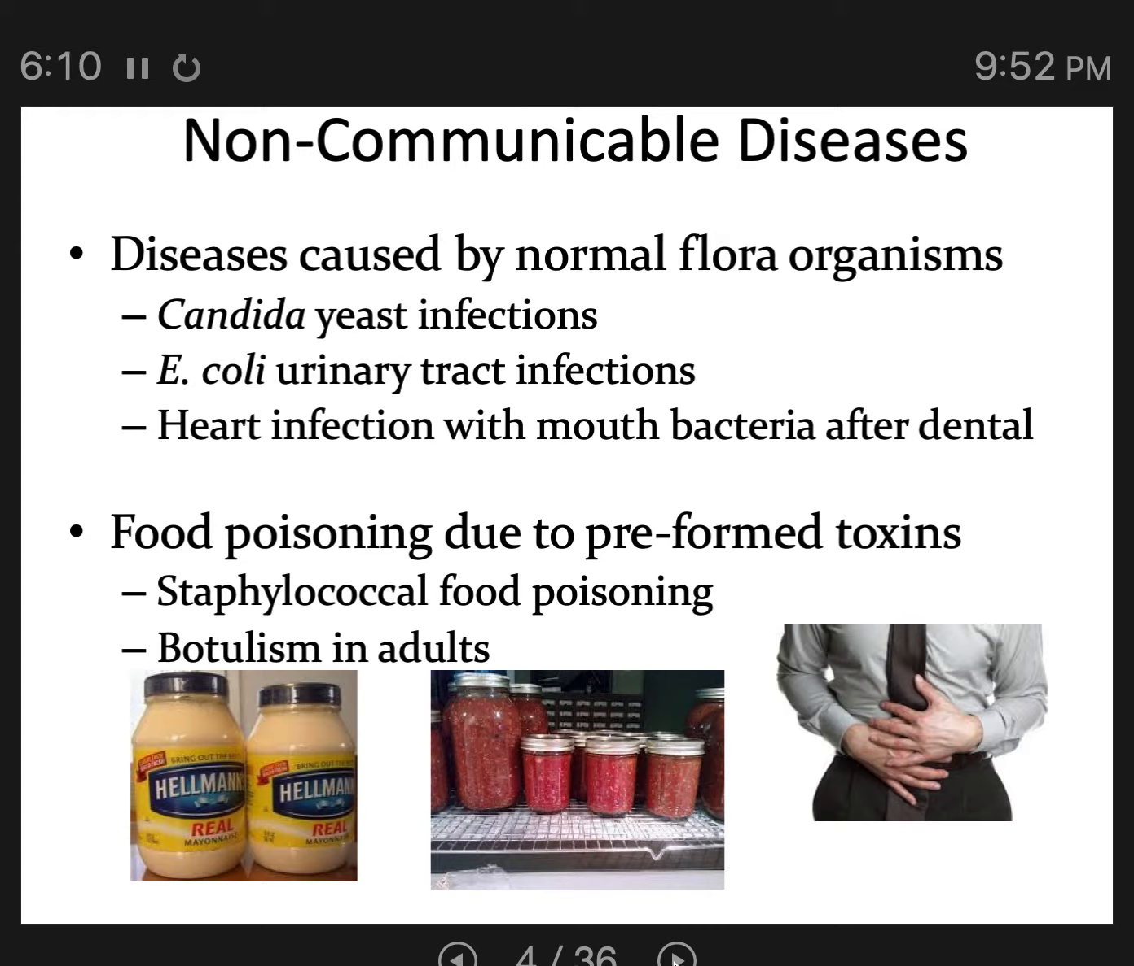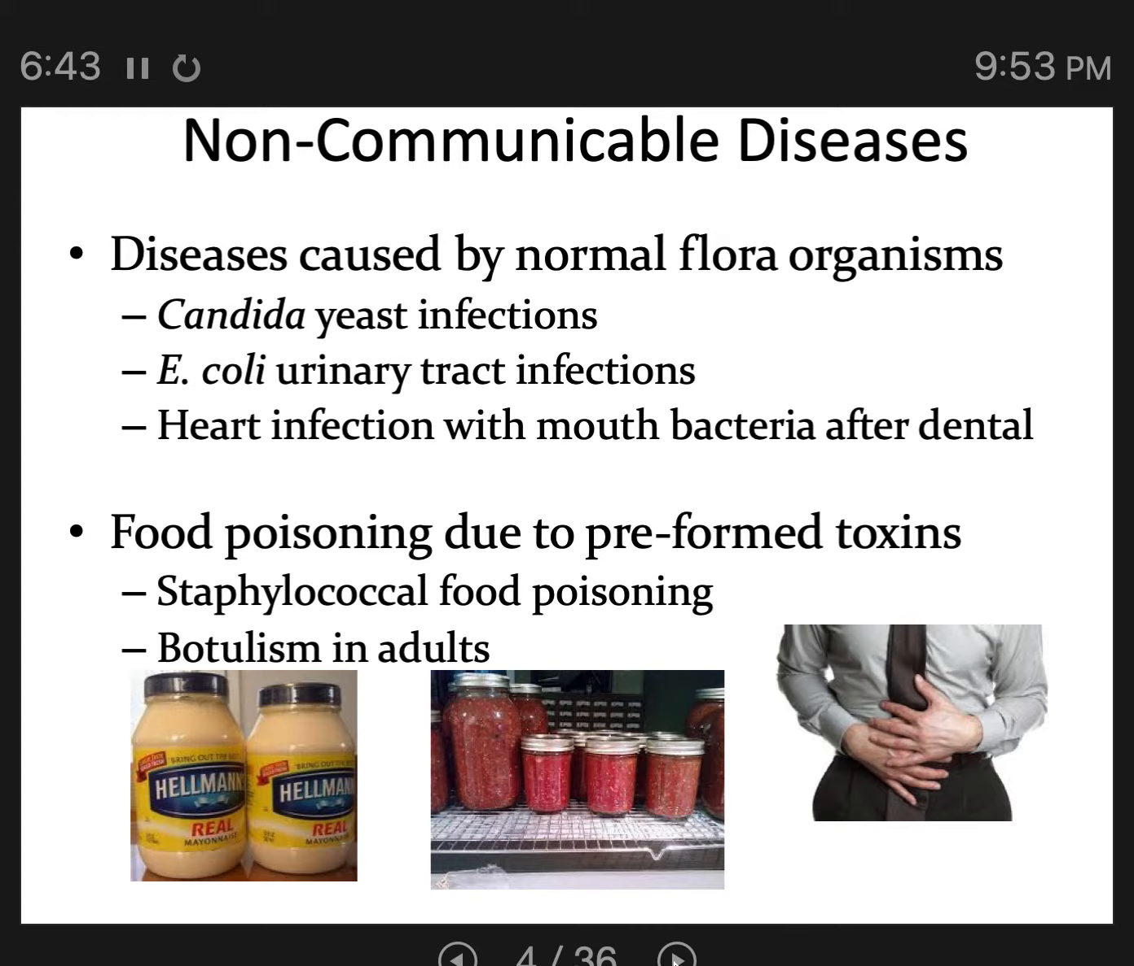And another example that I have on the slide, heart infection with mouth bacteria after dental surgery. So, one rare complication of having major dental surgery is that the bacteria that's normally found in the mouth gets into the bloodstream and moves to another part of the body, like the heart. So this is one of the reasons it's important to take antibiotics after any kind of surgery. But that's another example of bacteria that's normal and benign in one part of the body can cause disease if they get to the wrong part of the body.